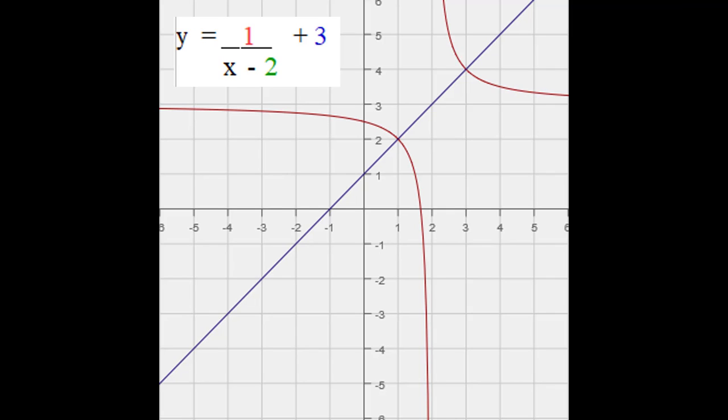Let's take the equation y equals 1 over x minus 2 plus 3. Now, where does this hyperbola intersect with the axis of symmetry? Well, that can be done by putting the hyperbola equal to the axis of symmetry, and this is when x minus p plus q, the axis of symmetry, is equal to a over x minus p plus q, the hyperbola, or substituting into our particular equation, when x minus 2 plus 3 equals 1 over x minus 2 plus 3.